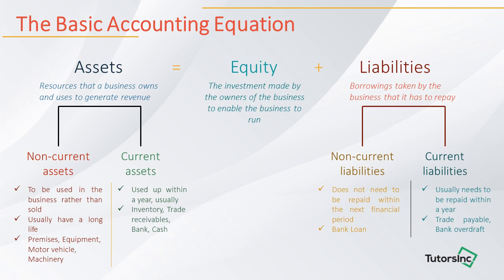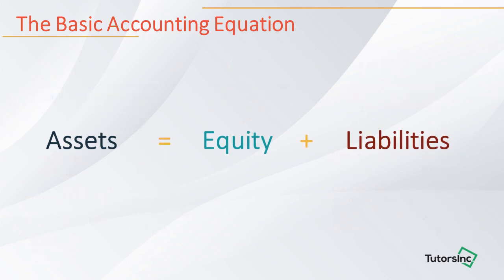as the bank will not allow more than a financial year to repay the overdraft. So we have now learned all about the basic accounting equation, which states that all the assets of a business must be equal to the summation of the equity and liabilities of that particular business. This is the exact same equation that is also used in preparing the statement of financial position, which we will learn in one of our upcoming lectures.